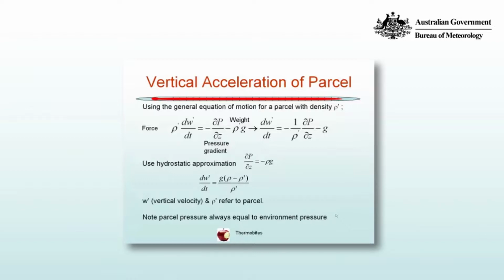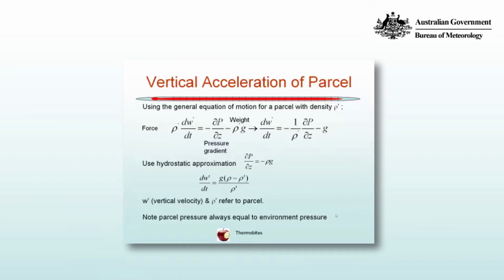If we divide through by ρ', we end up with dw'/dt, the acceleration of our parcel of air, is equal to minus 1 on ρ' dp/dz minus g. We can use the hydrostatic approximation, dp/dz is equal to minus ρg, where ρ is the density of the environment. When you do that and rearrange the equation slightly, you end up with the buoyancy equation for a parcel of air, which is equal to g divided by ρ', the density of the parcel, multiplied by ρ minus ρ', which is the difference between the environmental density and the density of the parcel.